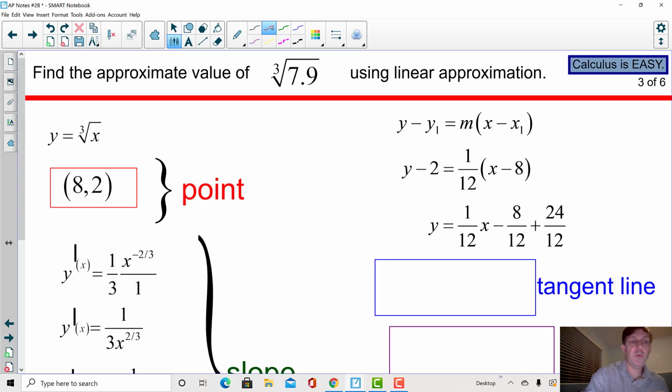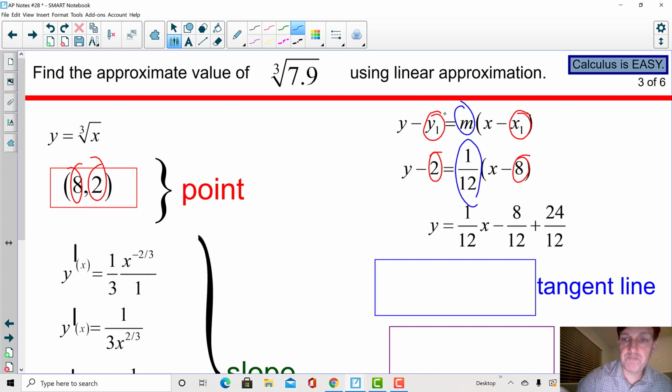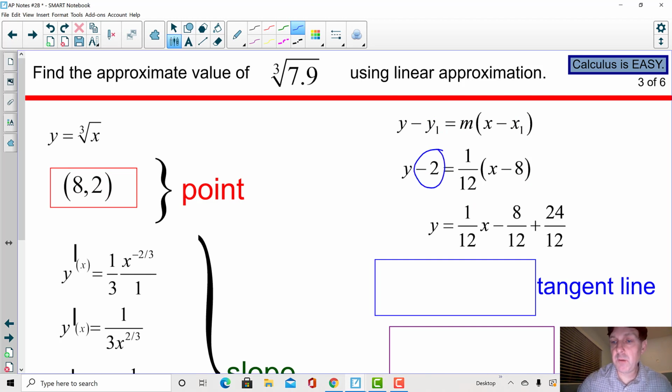Okay, let's go ahead and plug in our point. 8 for x and 2 for y. So 8 is going to go here, and 2 is going to go right here. Remember the slope was 1/12, so that's going to go for the m. Then we need to add 2 to both sides to cancel the minus 2. But I'm going to write 2 as 24/12, and that way I can combine it with the minus 8/12. You'll notice we had to multiply the 1/12 times each piece, and that's how I'm getting minus 8/12.